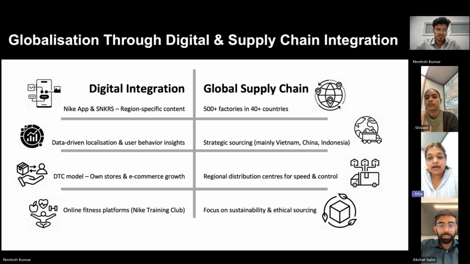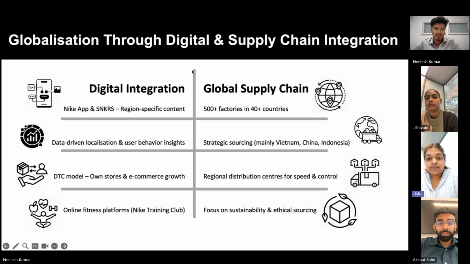On the supply side, Nike partners with over 500 factories across 40-plus countries, with strategic sourcing in Vietnam, China, and Indonesia. It follows a strong DTC model, growing through its own stores and e-commerce, and supports speed and control through regional distribution centers. The company also offers digital fitness platforms like Nike Training Club, further embedding itself into consumers' daily lives. And finally, there is a clear focus on sustainability and ethical sourcing, aligning its supply chain with global ESG expectations.